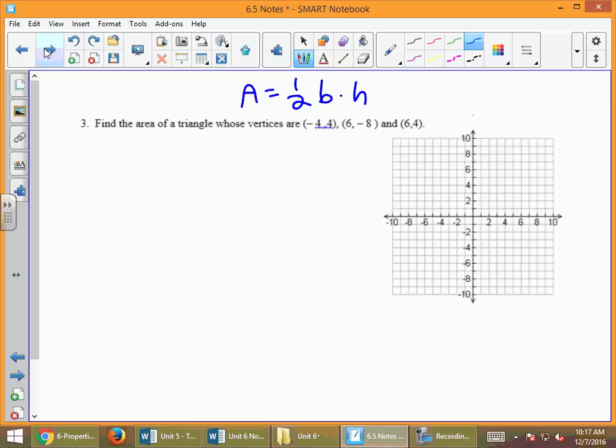Next, let's graph out these points. (-4, 4). (6, -8). The other one is (6, 4). And let's connect our sides.